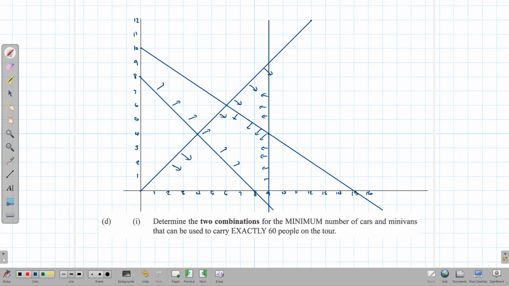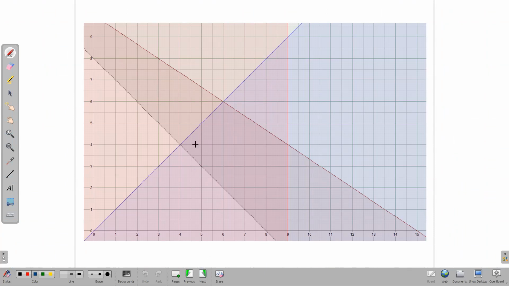I'm going to go to another graph that I drew before. So that is a bit bigger, so we can see it more clearly. Here it is, where we have our feasible region. Just going to highlight it there.